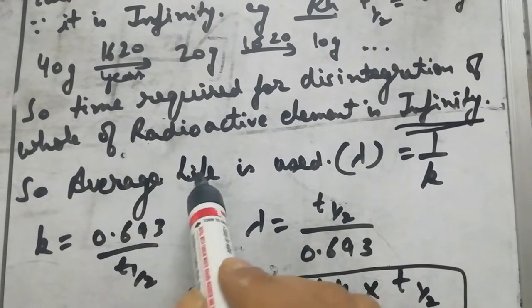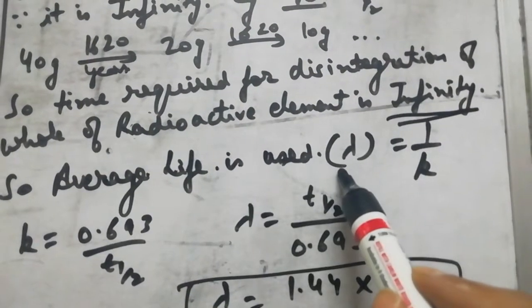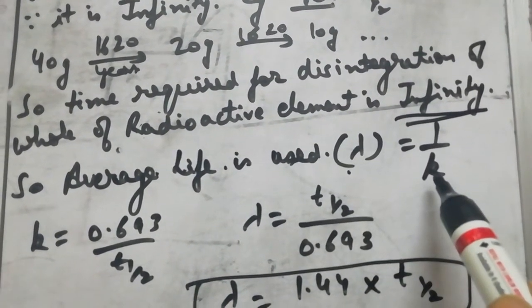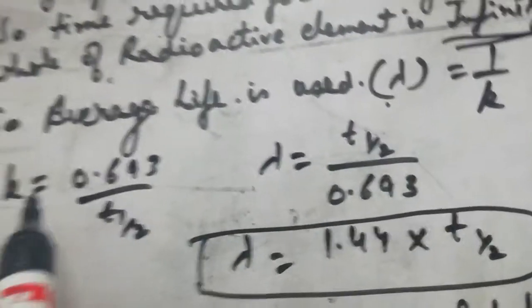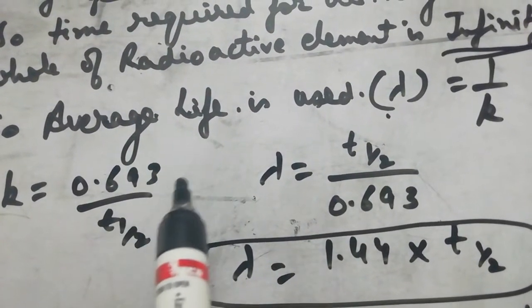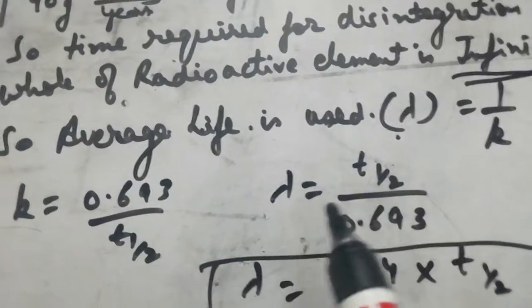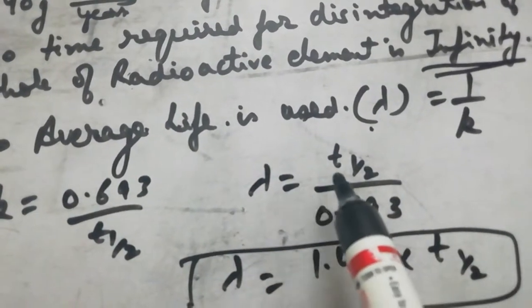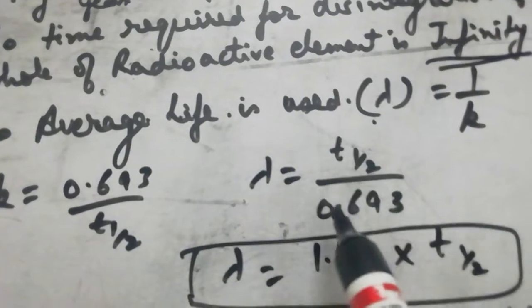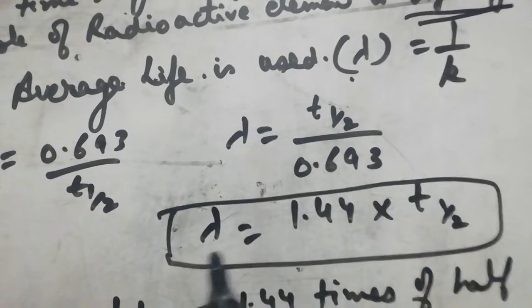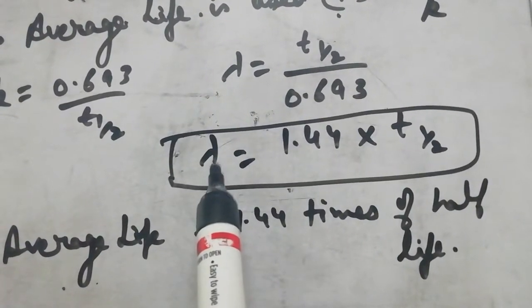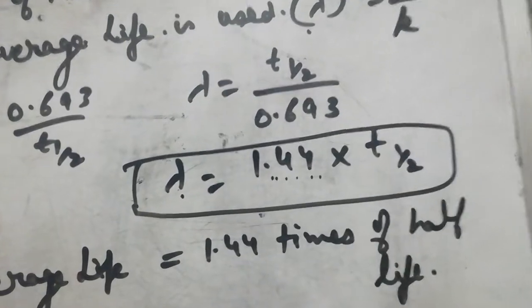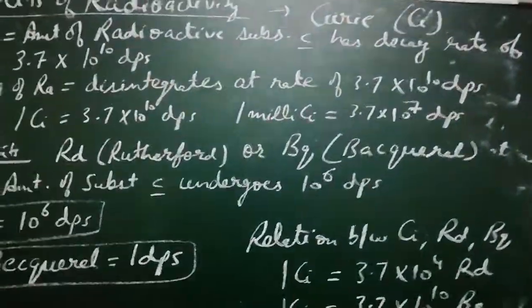So the term average life was introduced. Average life is written as lambda, which is equal to 1 upon K, where K is the decay constant or disintegration constant. And as we know, the value of K is equal to 0.693 divided by T half. So putting this value in the above equation, we get lambda is equal to T half divided by 0.693. On solving this, we get lambda is equal to 1.44 into T half. So we can easily say that average life is equal to 1.44 times the half-life period. I hope this is clear, why the term average life was introduced.